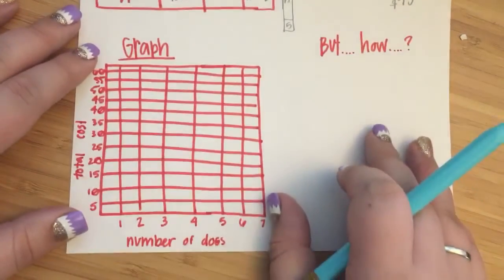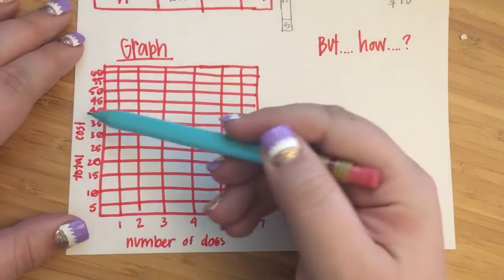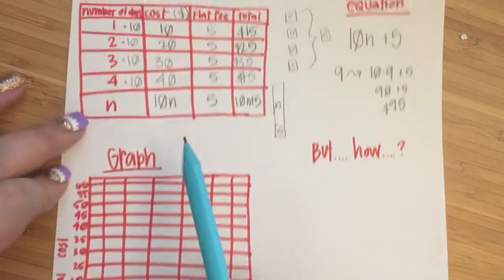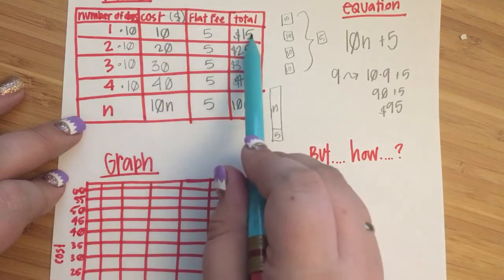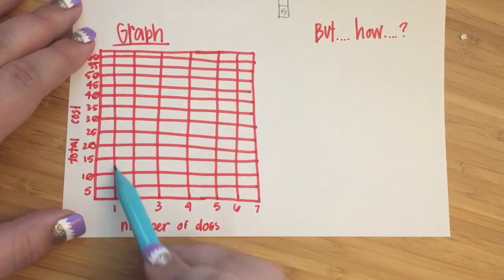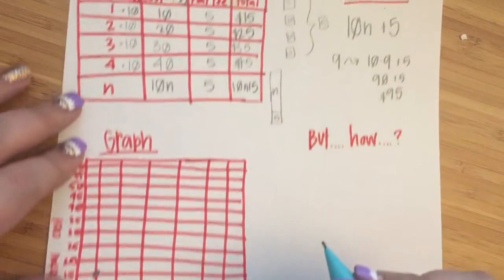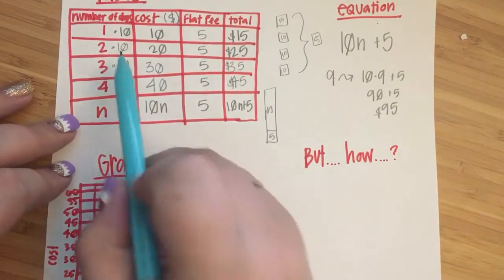So now time to graph it. And you will have to totally bear with me on my graph. I really tried hard. So for one dog, it costs a total of $15. So I go over to the 1 on the x-axis and up to 15 on the y. The y is the total cost. The number of dogs is on the x.